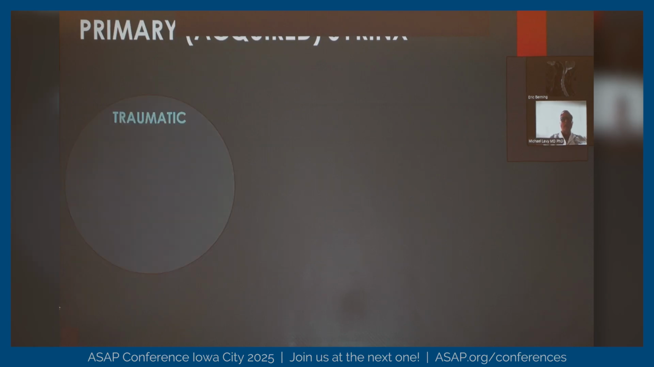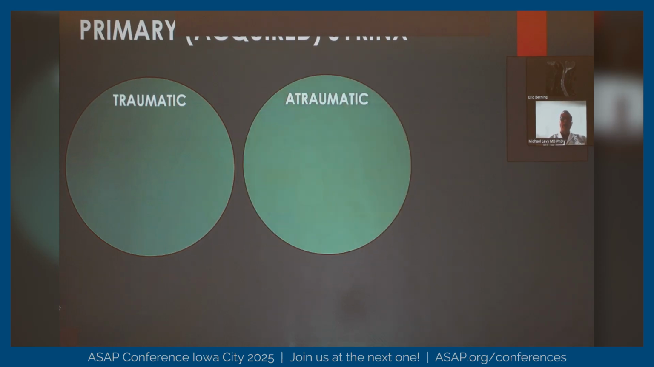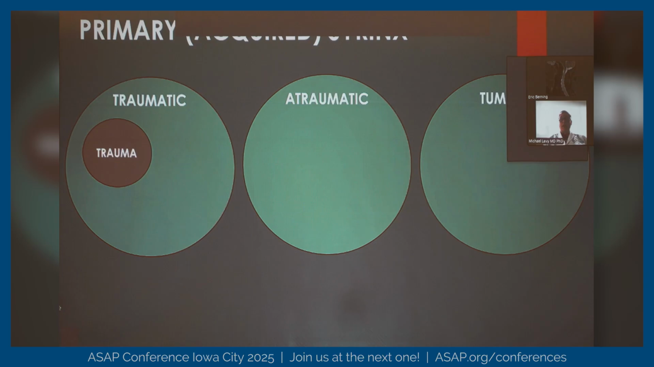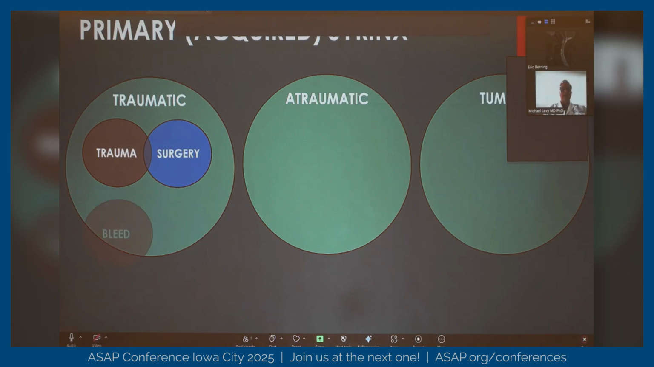So in talking about primary acquired syrinxes, there's different mechanisms by which we will see these. Traumatic, atraumatic, and tumor-related. For those that are traumatic, there's a direct trauma. It can be a contusion or an indirect injury to the cord, a penetrating injury to the cord. Surgery, anything we do surgically involving the cord, whether it be for metastatic tumor, primary tumor, or any involvement with the cord whatsoever, can result in scarring, which is traumatic in nature.